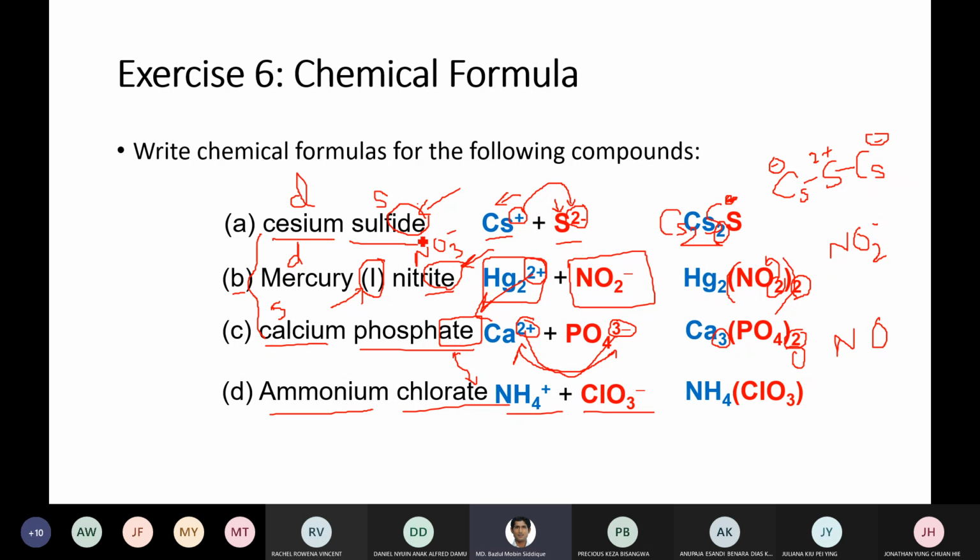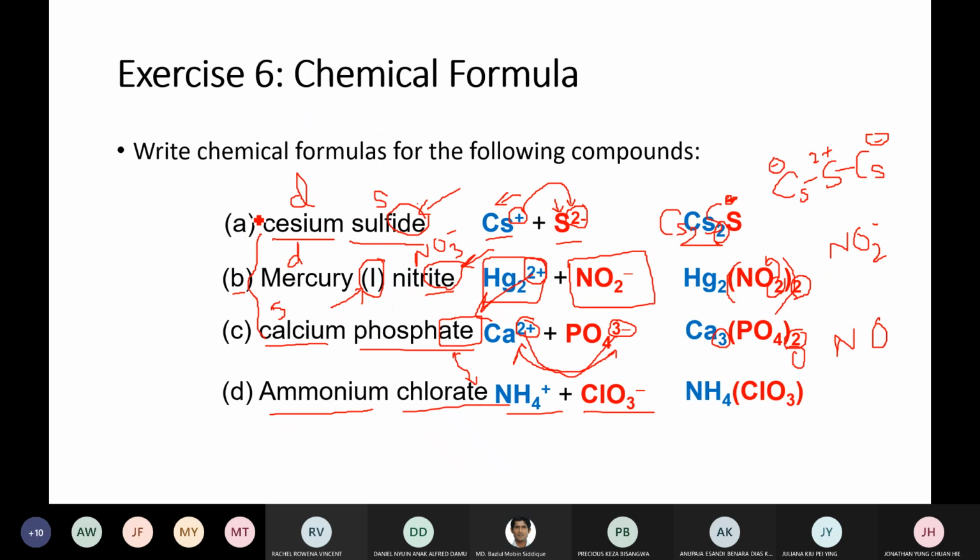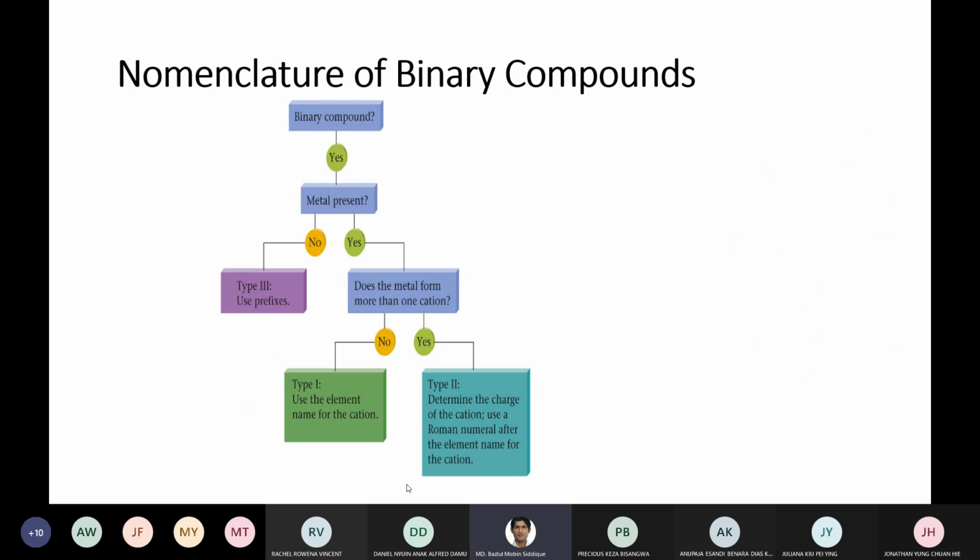Now we see how these charges are placed and how the ratios are put between them to produce the chemical formula. Then the nomenclature: why do we call it cesium sulfide, "ide", and not "ite" or "ate"? What are the rules that we should follow to call them "ide" or "ate"?